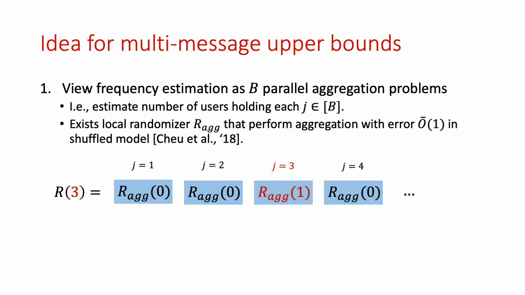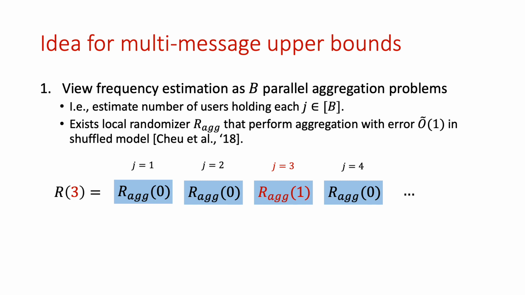Okay, now here's the idea for the two multi-message protocols. The first step is to view frequency estimation as B parallel aggregation problems. In the jth problem, for each element j, we simply want to add up the number of users holding the item j, which is going to be a bit, either 0 or 1 for each user. And it was observed by Cheu et al. in 2018 that there's a local randomizer, which we denote by R_AG, that can perform aggregation with polylogarithmic error in the shuffle model.